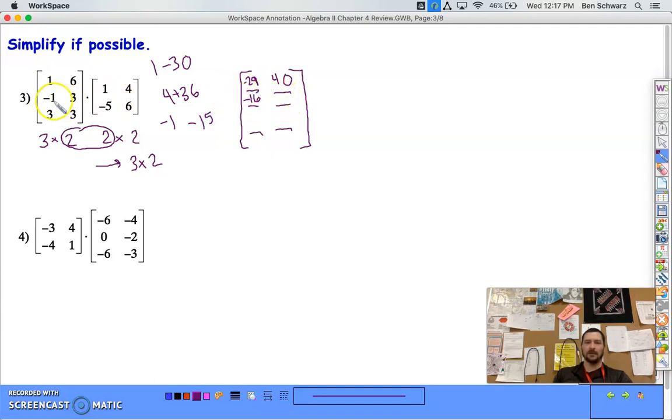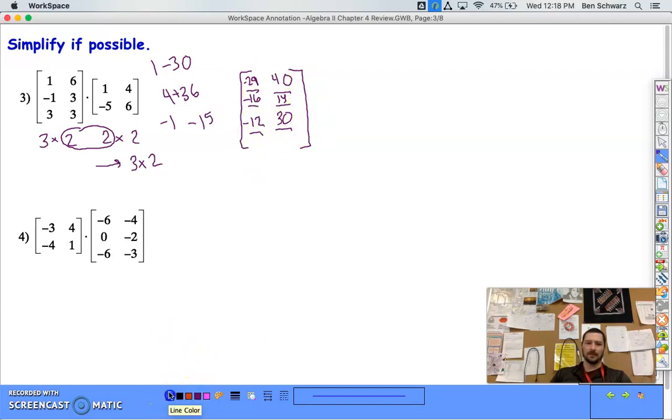All right, now row 2, column 2, so this one and this one. 1 times -4 is -4. And then 3 times 6 is 18. -4 and 18 make 14. It's kind of an ugly 14, oh well. Row 3, column 1, so row 3 times column 1. 3 times 1 is 3. 3 times -5 is -15. 3 and -15 make -12. And then finally, row 3 times the last column. 3 times 4 is 12. 3 times 6 is 18. 12 and 18 give us an answer of 30. So that would be our answer here.